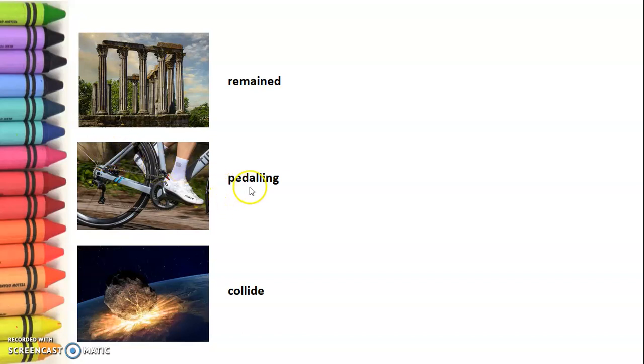Number 8, pedaling. To push the pedals of a bicycle with your feet. Okay, pay attention on this word, please. Read the word, pedaling. There is a spelling mistake on your contract. On your contract, you have this word with a single L. Please correct it, okay? Don't forget this.